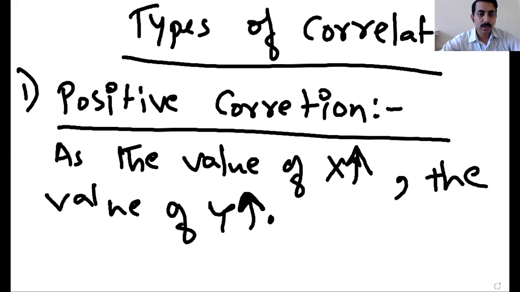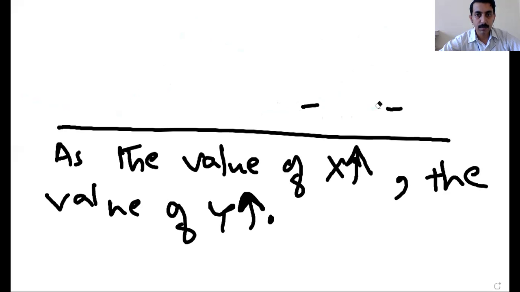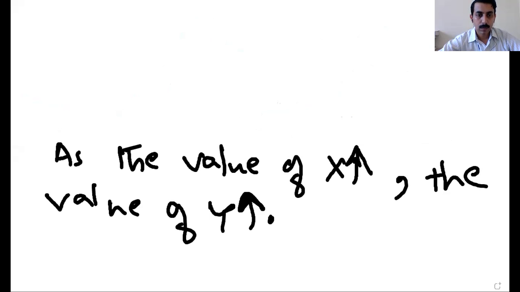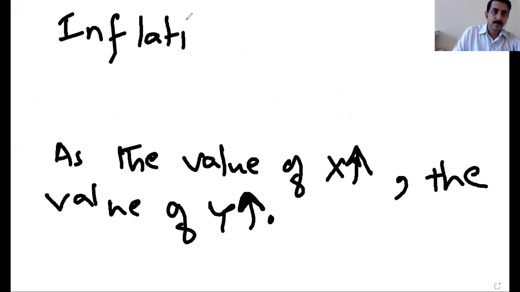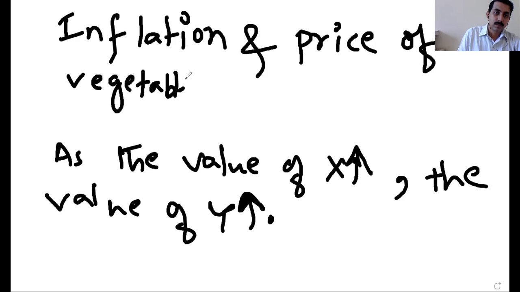Some of the examples. The price of vegetables can be one of the examples. If the inflation increases, the price actually, it is vice versa. Price of vegetables, if they actually increase.